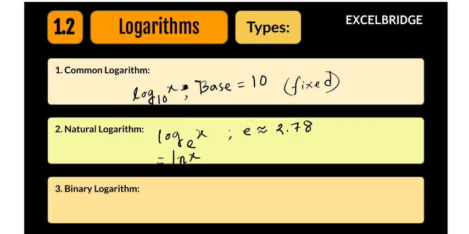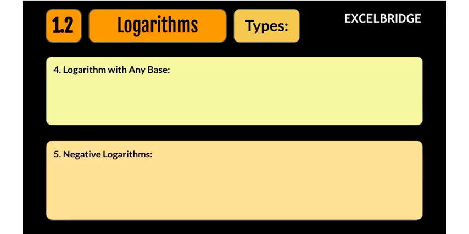And then come binary logarithms, so log 2 of x, where binary logarithms are those where the base is always 2. It is used in many cases and many algorithms. Next, see what other types are available: logarithm with any base. This is pretty cool.